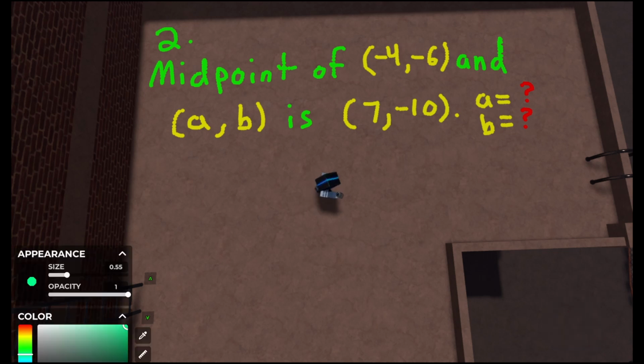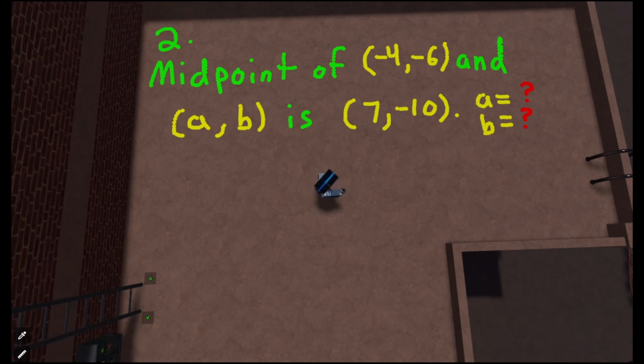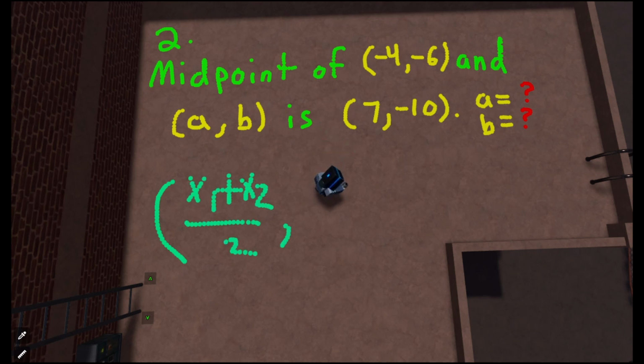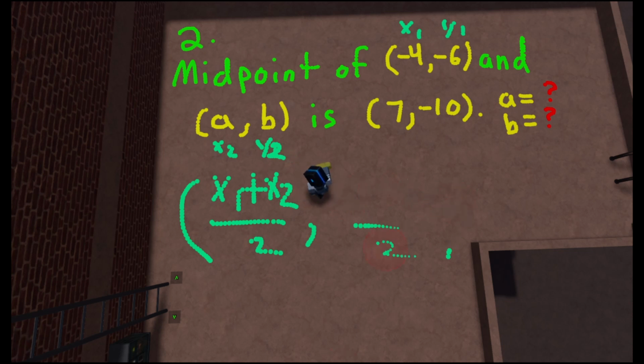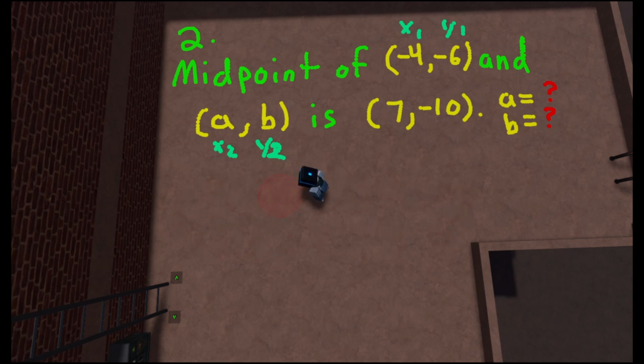Let's first write out the midpoint formula. So we're going to have that x1 plus x2 over 2, and y1 plus y2 over 2 is the midpoint. Let me step out. And then why don't we just call this point x1 and y1, and call this one x2, y2. So let's just fill in some numbers and see if that can help us solve for a and b.